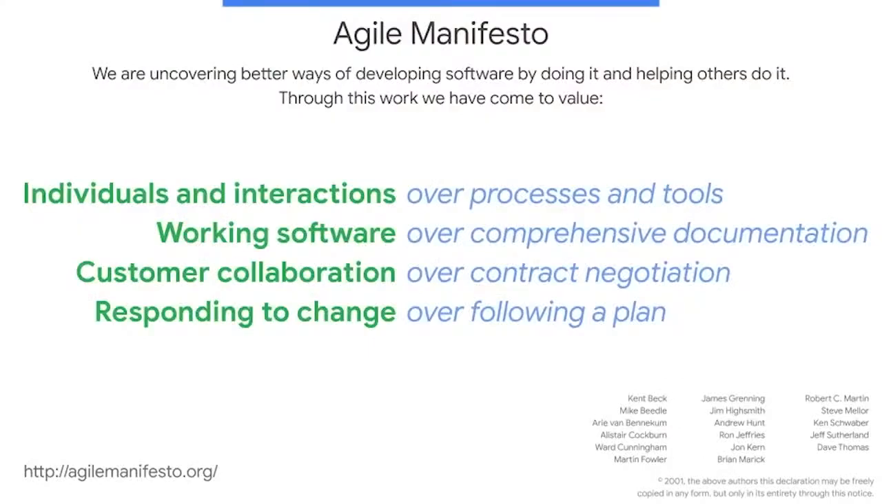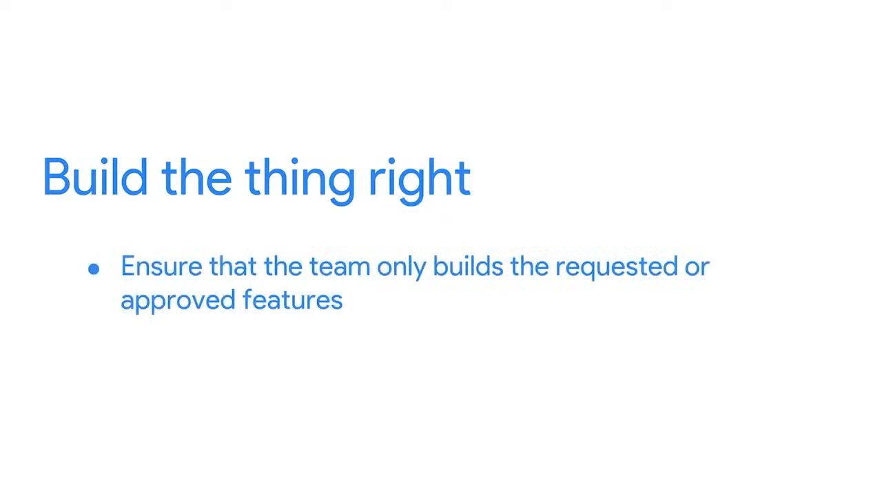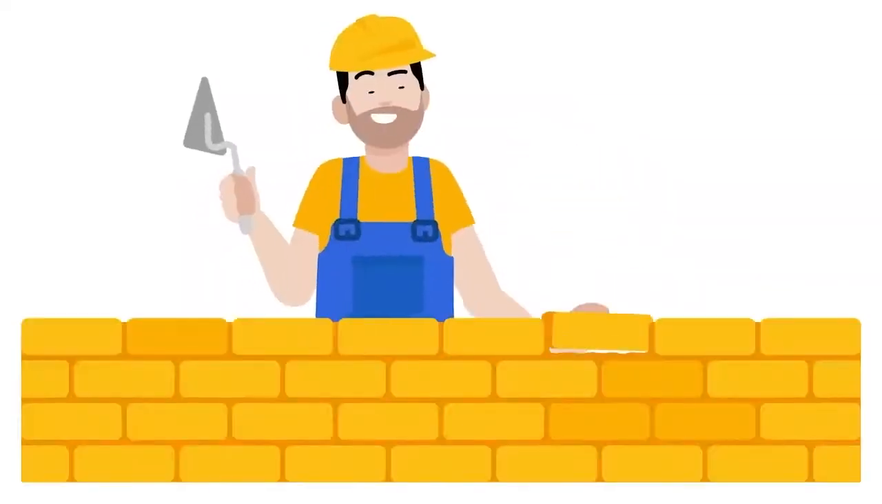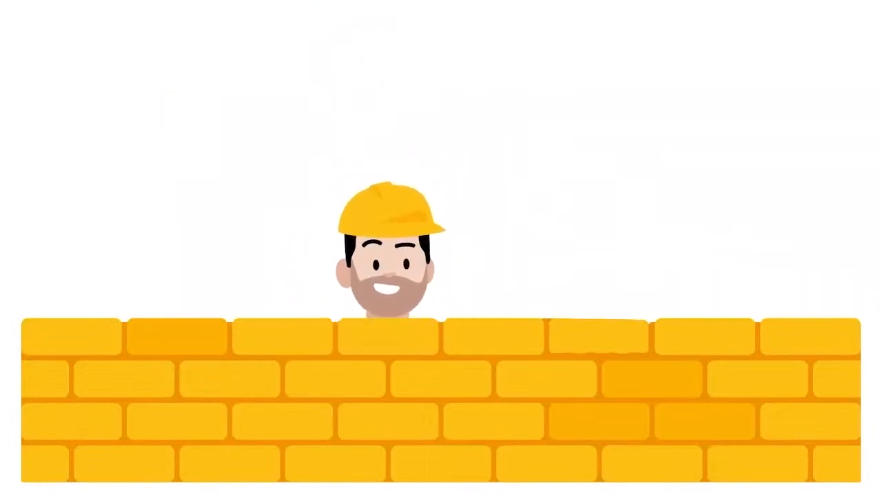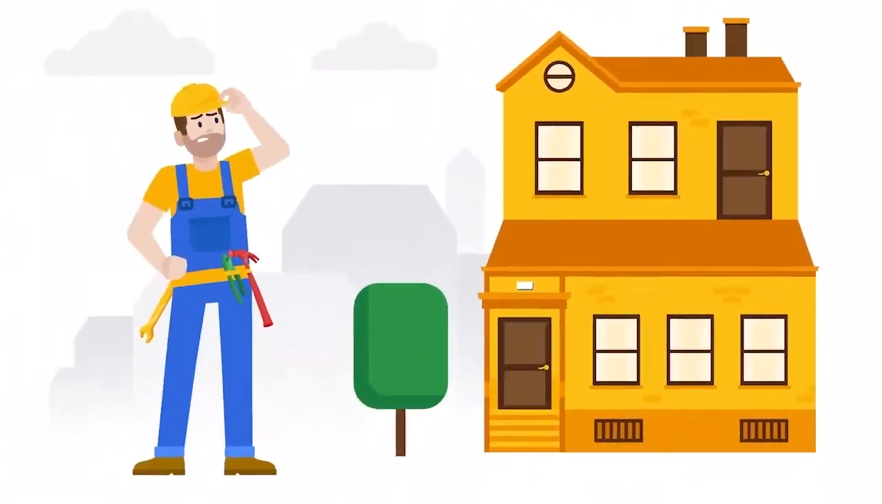The Agile value of individuals and interactions over processes and tools extends beyond just the team. It refers to having those important interactions with our customers and users too. Next, you must build the thing right. That's lingo for ensuring that your team only builds the requested or approved features. Working on features that aren't necessary can lead to complexities in the product that don't add any value to the users. In addition, building more than you need delays or reduces your value upon delivery. It also increases the risk of bugs or other issues down the road.